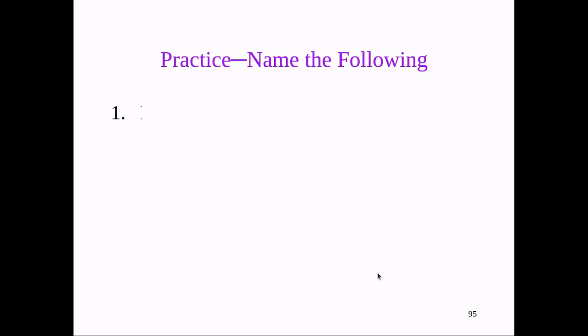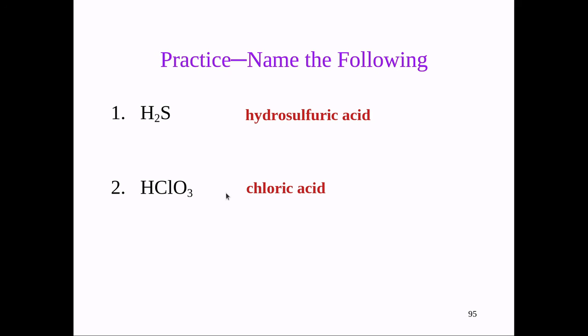Let's see if we can do a little practice here. H2S. That's hydrosulfuric acid. HClO3. So we have the chlorate polyatomic there. And we get chloric acid. And HNO2 becomes nitrous acid because we have the nitrite polyatomic.